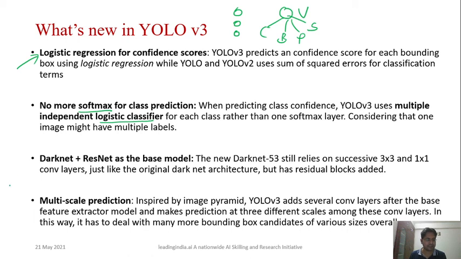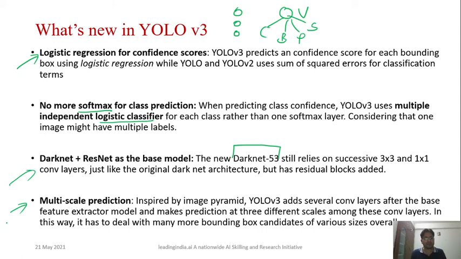Then as a feature extractor, they are using darknet plus resnet, both models as a feature extractor. So they introduced the new darknet 53, which is a really very powerful architecture for extracting the features. And as we discussed, they have multi-scale predictions as well, so that you can identify the objects in various dimensions, or we can say various scales. So that is the beauty behind YOLO version 3.